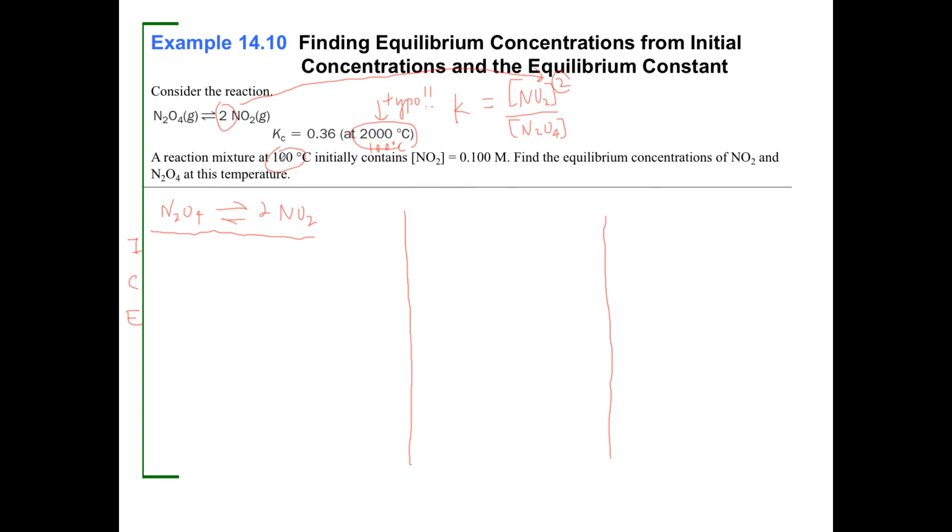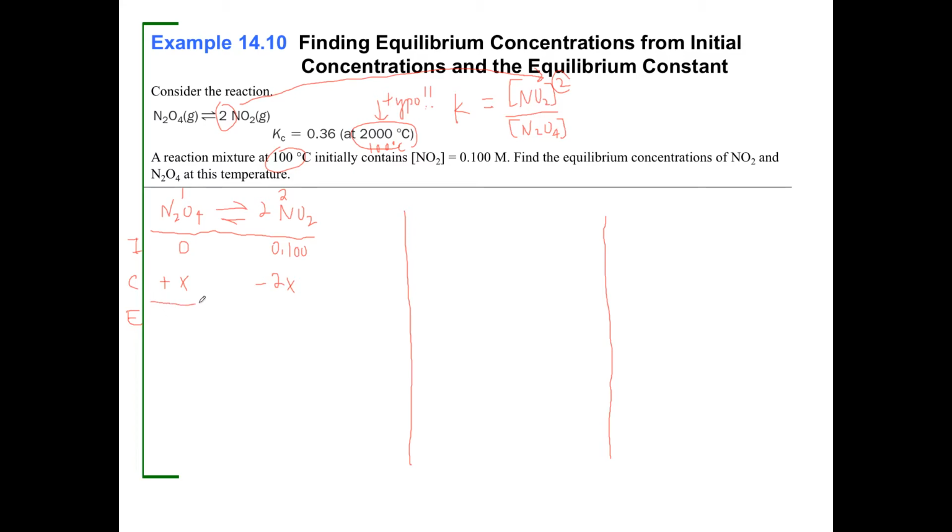So that's a typographical error. So suppose that this says 100 degrees Celsius, or that this one says 2,000. A reaction mixture at 100 degrees Celsius initially contains this much of NO2, nitrogen dioxide. So initial is 0.100, and that's all it does, okay? A reaction mixture, and that's all it's got. So this must be 0. Find the equilibrium concentrations of these two guys, okay? So if this starts out at 0, this must increase, right? And it must come from this side. And this is a 1:2 ratio. So let's say that for every 2 moles that this loses, this gains a mole.